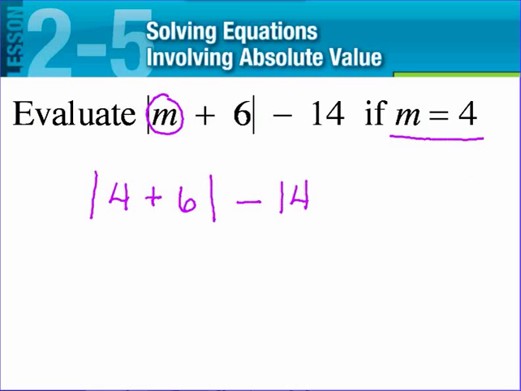Now, if I take 4 plus 6, the absolute value signs operate like parentheses. So I need to take 4 plus 6, which is 10. What is the absolute value of 10? 10. The absolute value of 10 is 10. I'm going to subtract 14 from that. When I take 10 minus 14, I get my answer of negative 4.